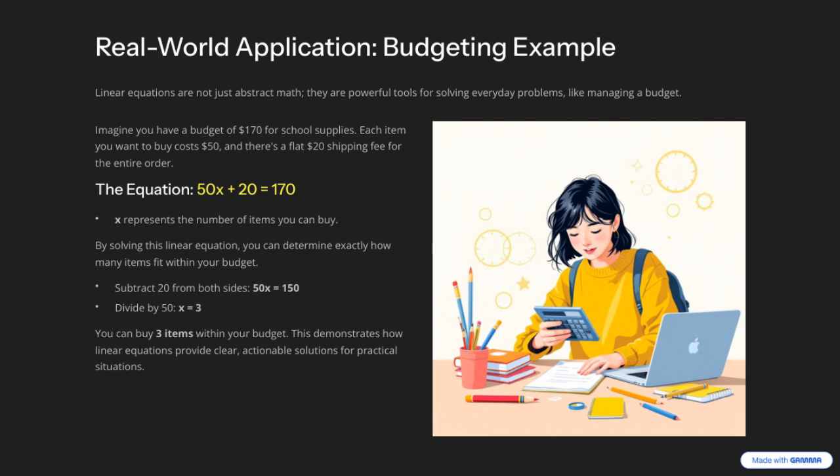To solve for x, we subtract the $20 shipping fee from the total, then divide both sides by 50, which simplifies to x equals 3. We see clearly that you can buy 3 items. This process shows how linear equations give us clear, actionable solutions to practical questions. In this case, it helps us determine exactly how many items fit within a specific budget, making math directly useful in everyday life.